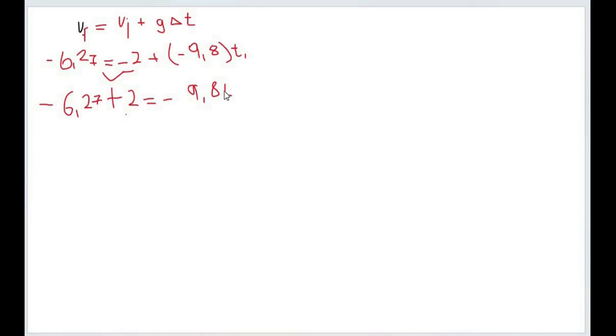T1. So how do we make T1 the subject of the formula? Because the operation between 9.8 and T1 is a multiplication, to get rid of that 9.8, we need to divide by negative 9.8. So negative 9.8 divided by negative 9.8 is going to be 1. So you divide both sides by negative 9.8, you are cancelling it, and you get a 1. And then on this side, you're left with T1.